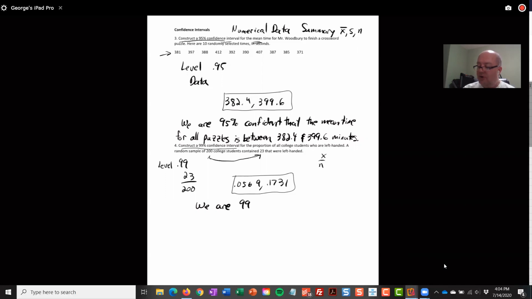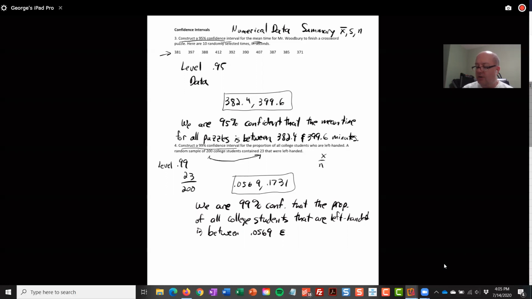We are 99% confident that the proportion of all college students that are left-handed is between, and then we list those two values, 0.0569 and 0.1731.